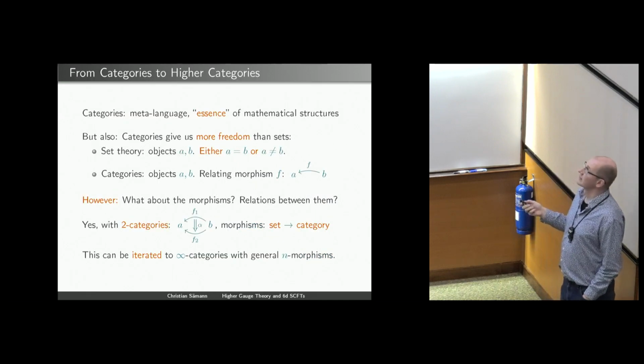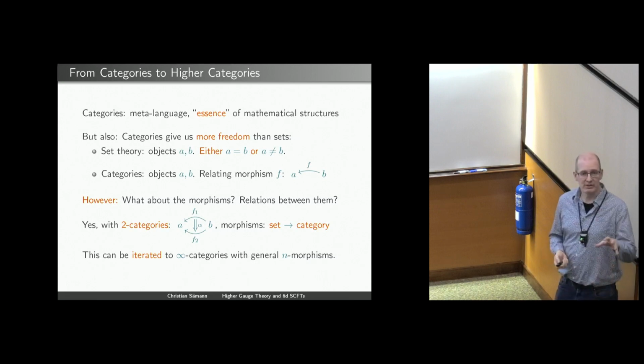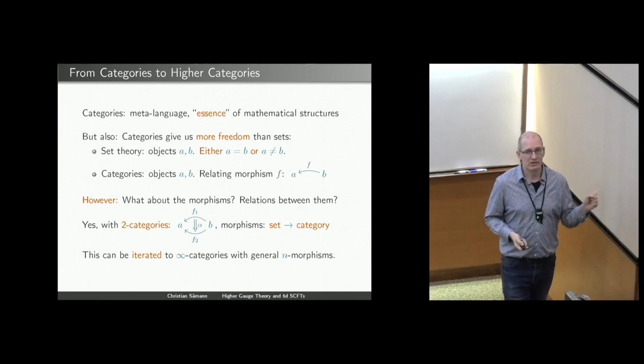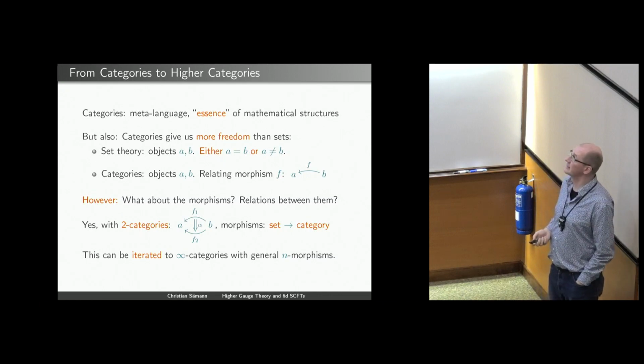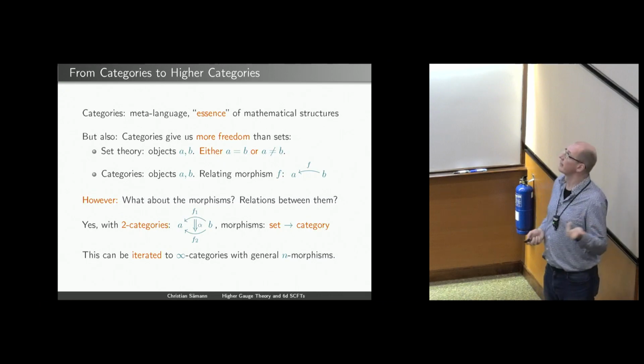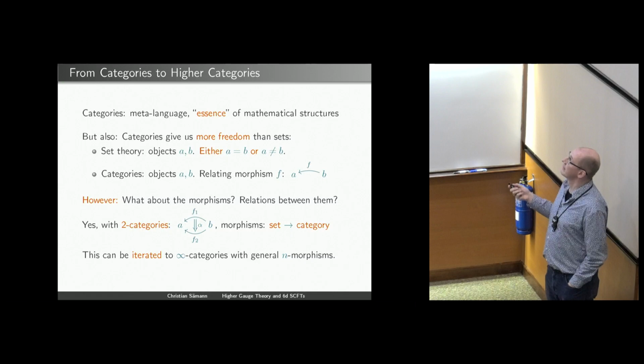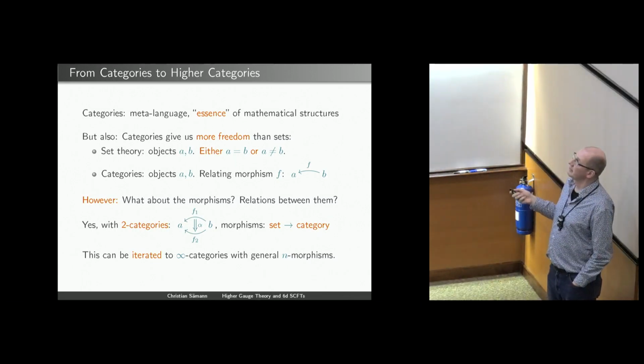So categories give us a meta language. Somehow they extract the essence of mathematical structures, and this is very important if you want to generalize mathematical notions, as I'll explain later. But there's also something else to category theory, and John Baez always stresses this, that it gives you more freedom than sets, because in set theory, you have these objects, and either the objects are the same or they're different. But category theory now gives you more freedom if you work with categories.